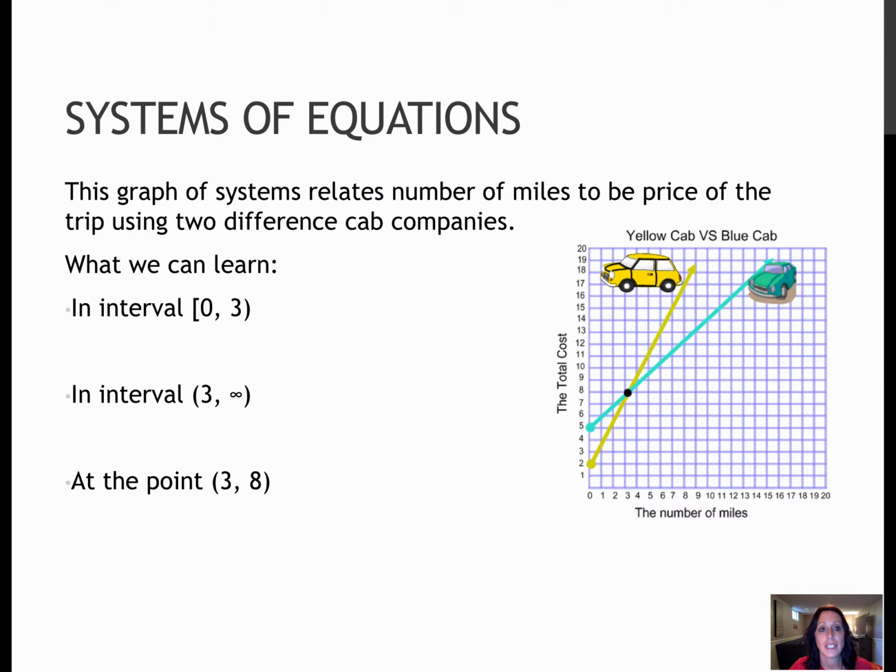For instance, here we have a situation where we have the total cost using the yellow cab versus the blue cab. We can see if we're going 0, 1, 2, or 3 miles, up to 3 miles, that it would be cheaper for us, looking at the graph, to take the yellow cab company. At this point, these two things are equal. So what we learned in the interval of 0 to 3 is that yellow is cheaper. In the interval 3 to infinity, from here on, we can see that the blue cab is cheaper.